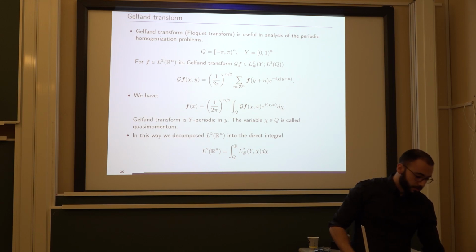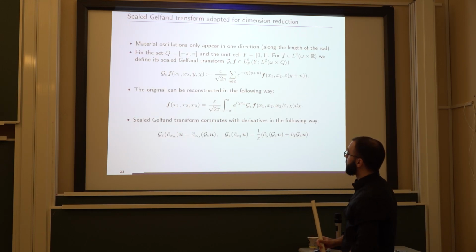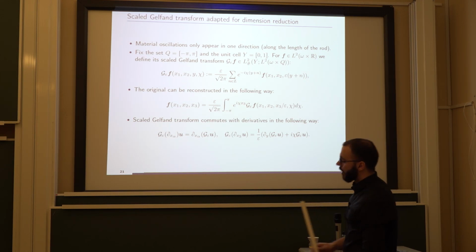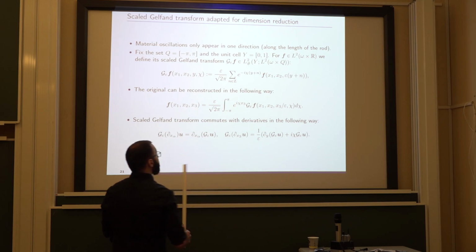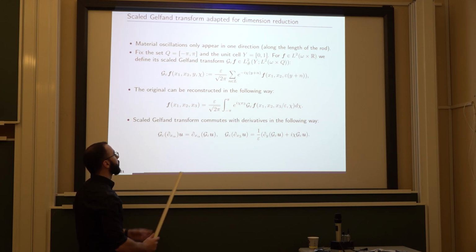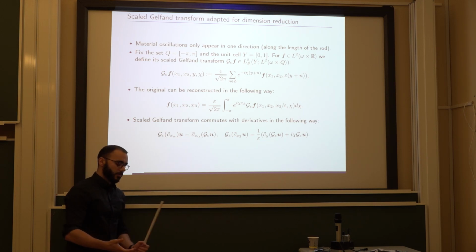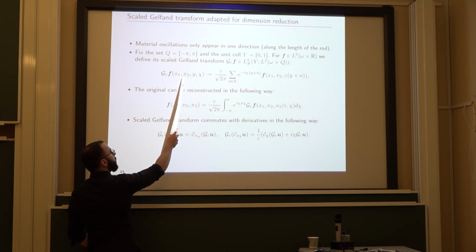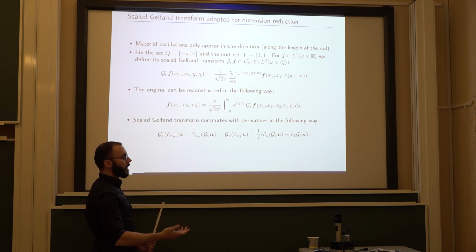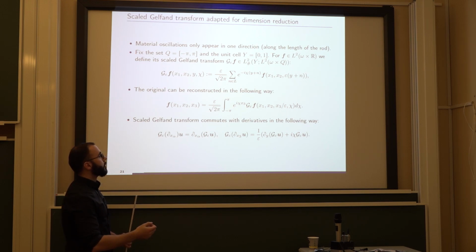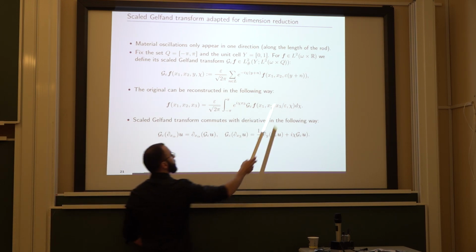But actually, we want to use some other version of this Gelfand transform, which is somehow more appropriate for our problem. So we are dealing with dimension reduction and the oscillations are only happening in the third direction. So we want this Gelfand transform to work only in the third direction. So we will leave these two variables alone and only apply this to the third variable. And we have the oscillations with period epsilon. So that's why we have epsilon here.